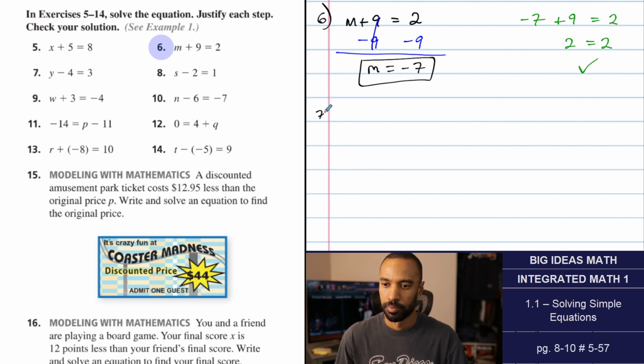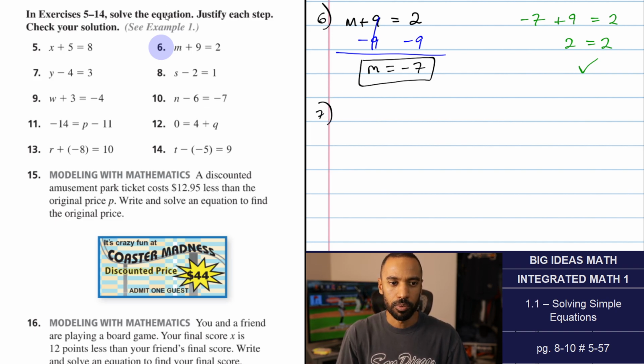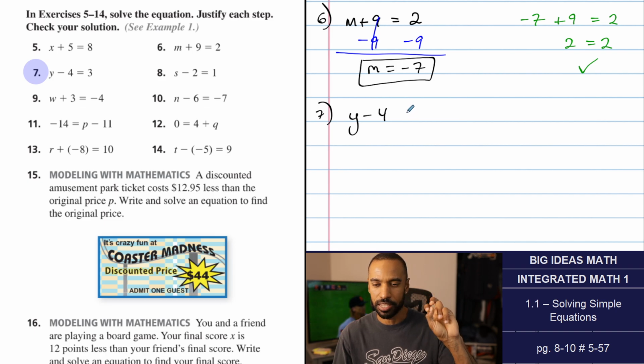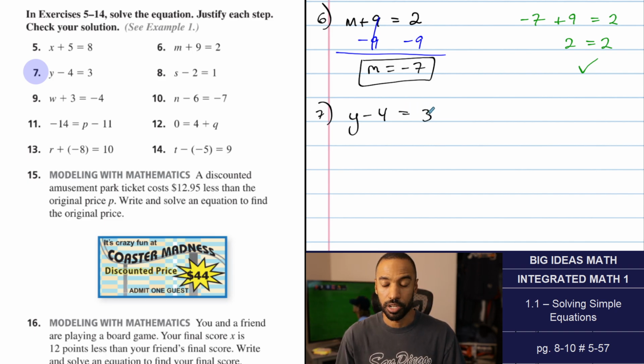Number 7. Y minus 4 equals 3. By the way, if you'll notice, questions 5 through 14 are all based off of, like I said, C example 1. These were where we used the addition and subtraction properties of equality with substitution to double check. So no multiplication and division will be had in these particular problems here.